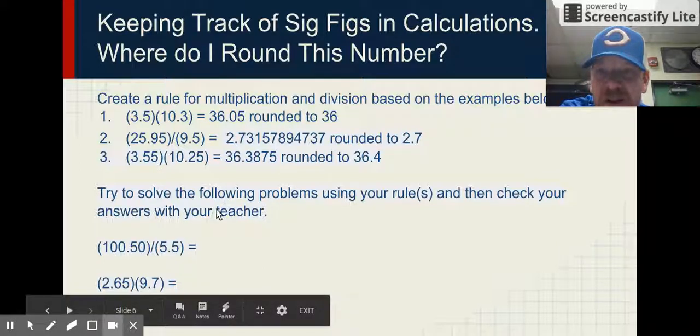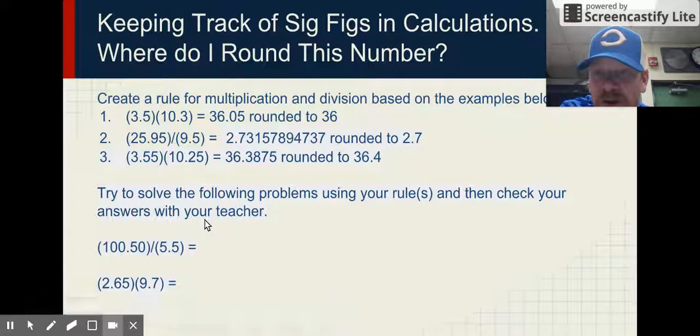Lots of times if we're doing these types of things and I'm grading them, all I do is check to make sure you have the correct number of significant figures. I'm assuming you can punch numbers into a calculator correctly. Sometimes we make mistakes, but we're going to mostly be looking at, did you carry through the correct number of significant figures?